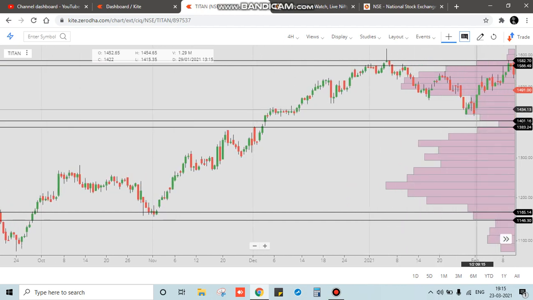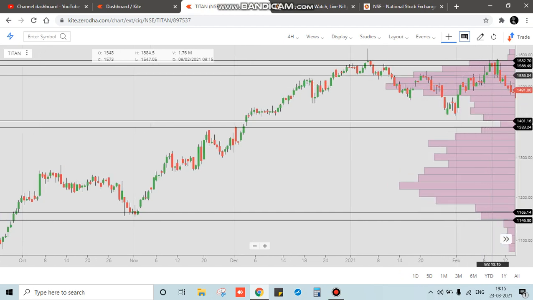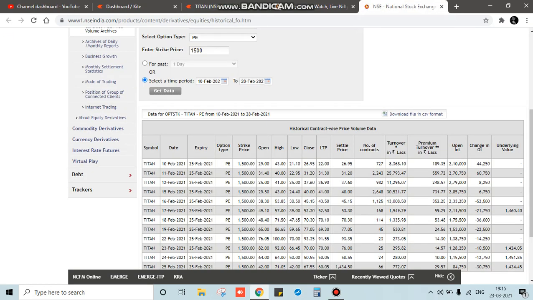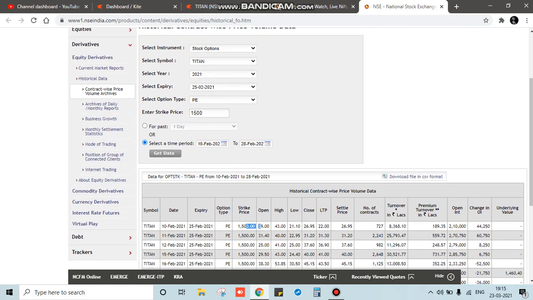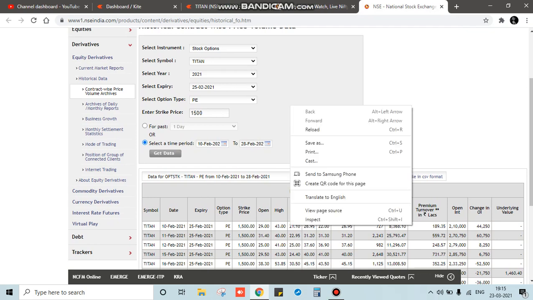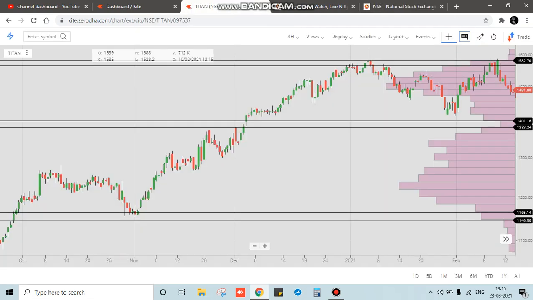Okay, so let's see how this goes. Basically it has just replicated from here, and I can see a big rejection over here. So here I'll try to make an entry. On the 10th of Feb, it is exactly the 1500 Titan put option. We would have got this at a price somewhere around 25 to 30 rupees. Let's say 30 rupees. It is very good money.